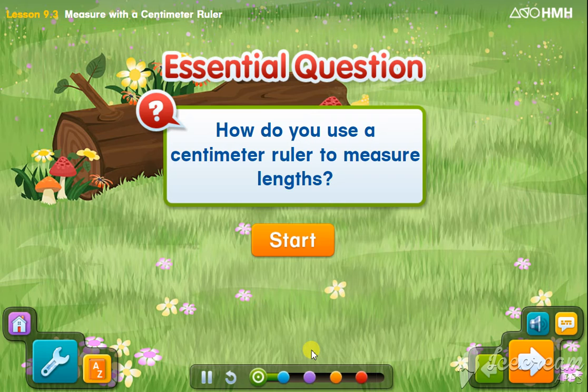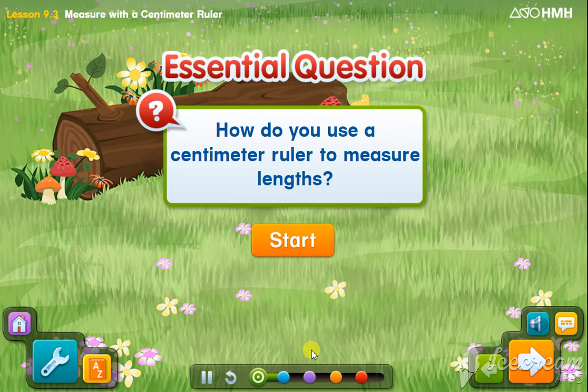Today we are going to start a new lesson in our new chapter, chapter 9. We will start with lesson 9.3. Measure with a centimeter ruler. Now, a centimeter is a measurement unit.